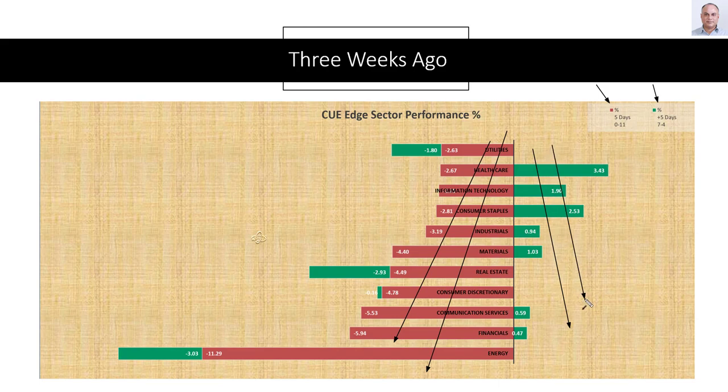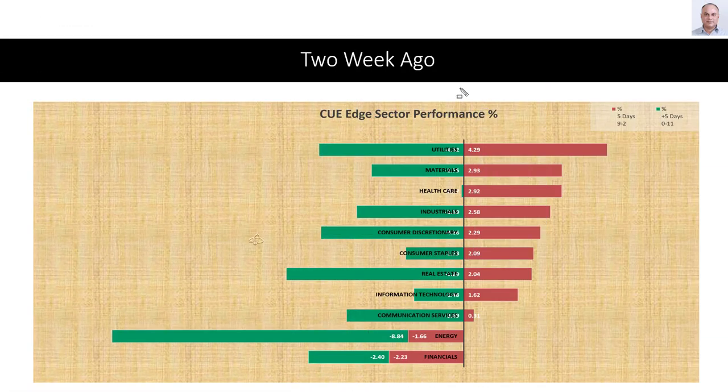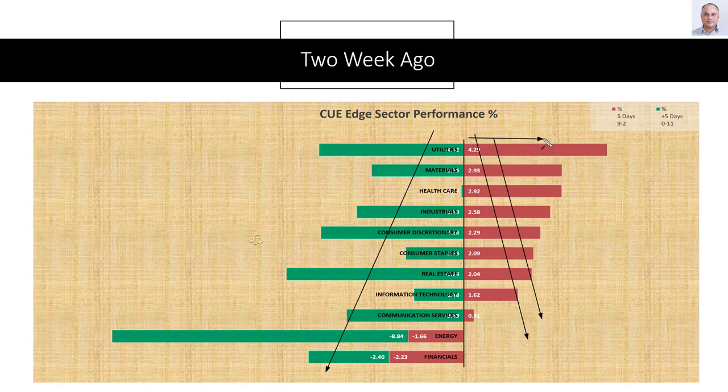And 1 week before that, it was bullish. This is a picture from 3 weeks ago. What happened after that? This is the picture from 2 weeks ago. That time, from a bearish picture, sectors turned bullish. Most of the sectors went up. The red bars came to the right of the zero line. That was 2 weeks ago. What happened after that?